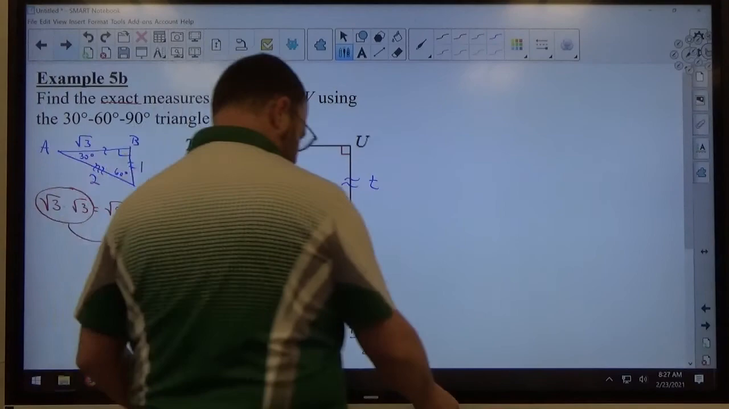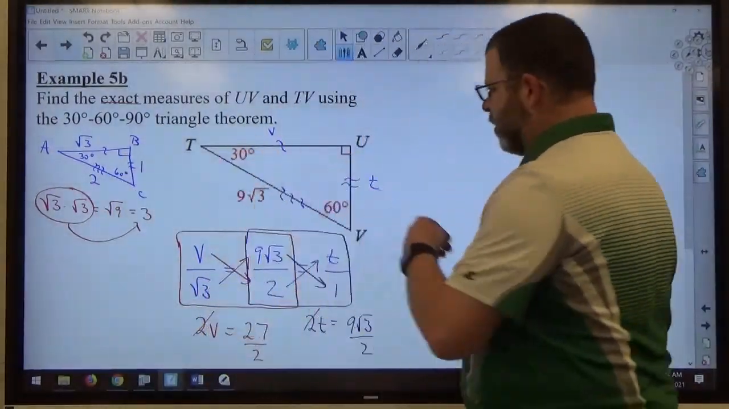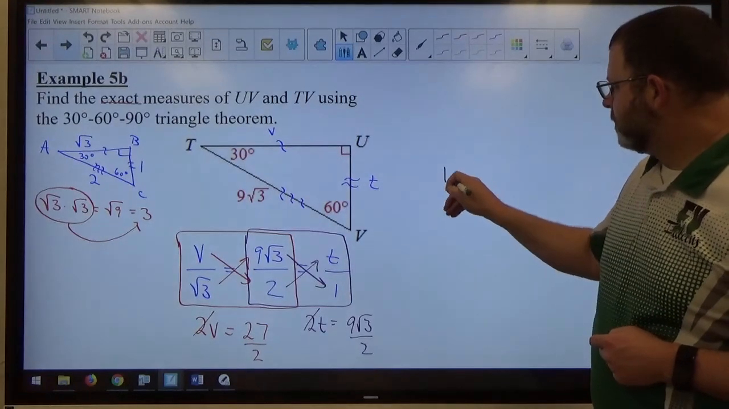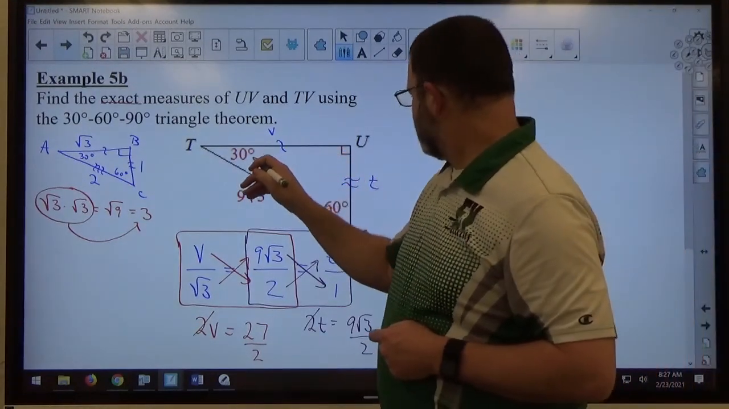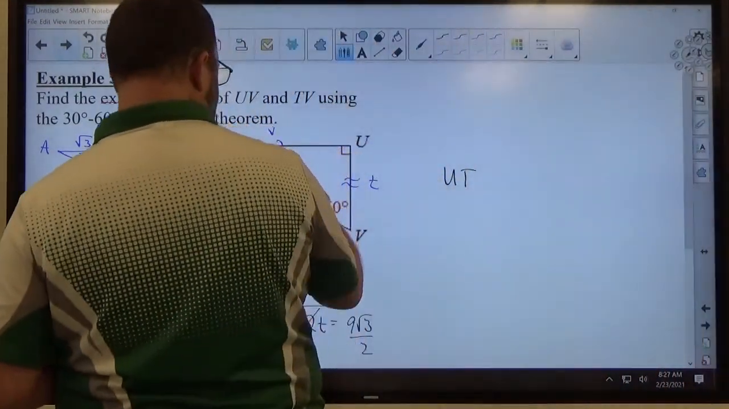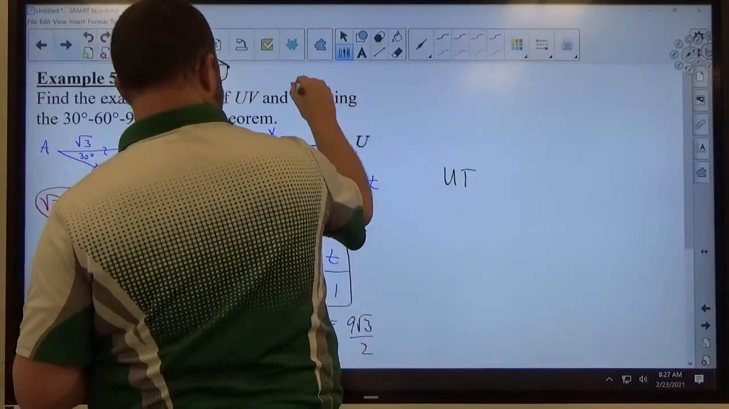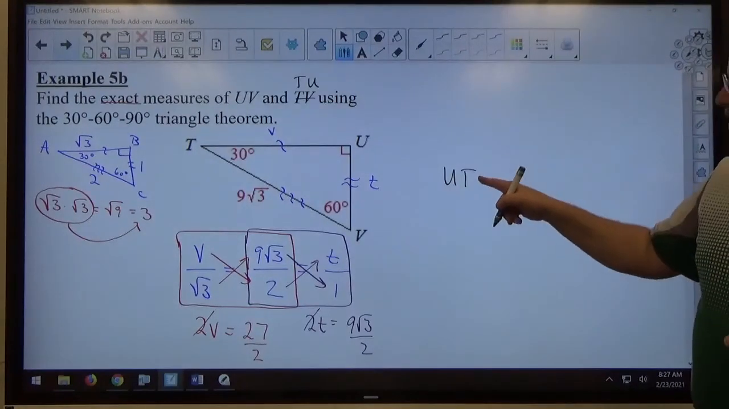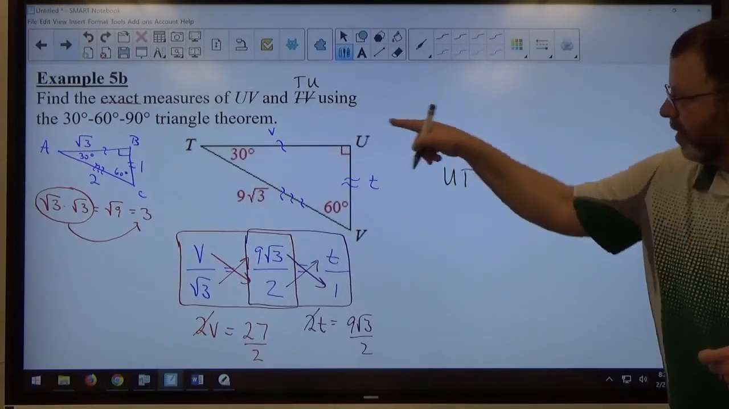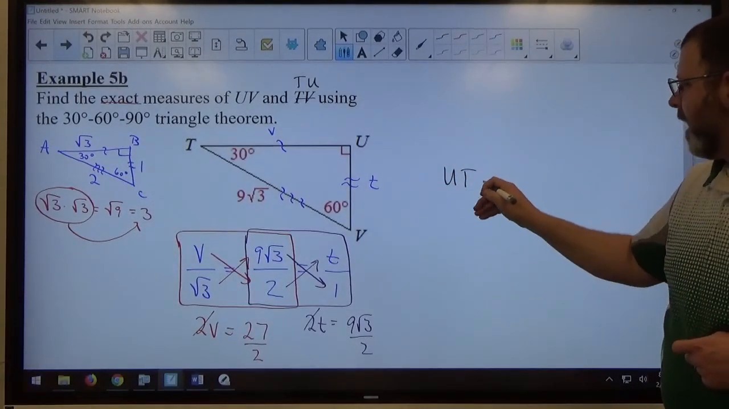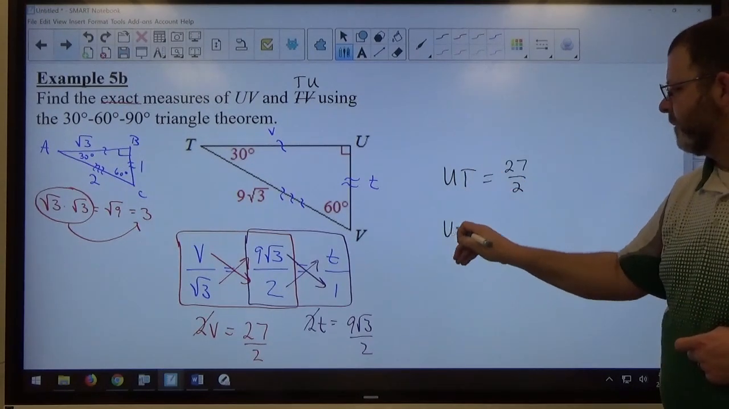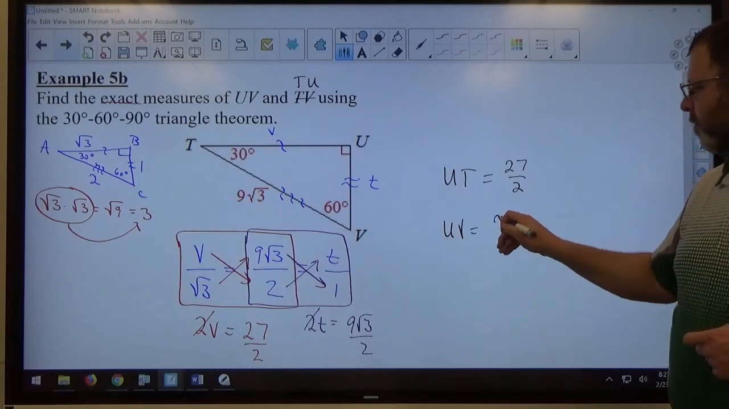So, reverting back to the original names, V is actually side UT or TU. Oh, I got to do a better job. UV and TU. I have to re-type my sheets here. So UT is V, so UT is equal to 27 halves. And UV equals 9 times the square root of 3 over 2.